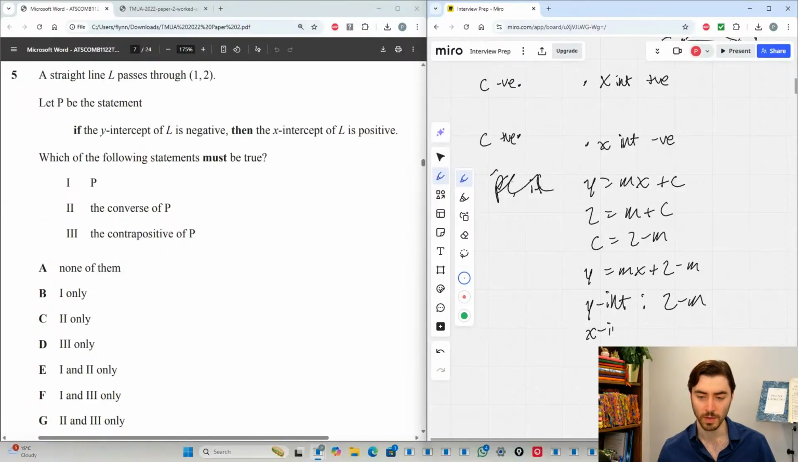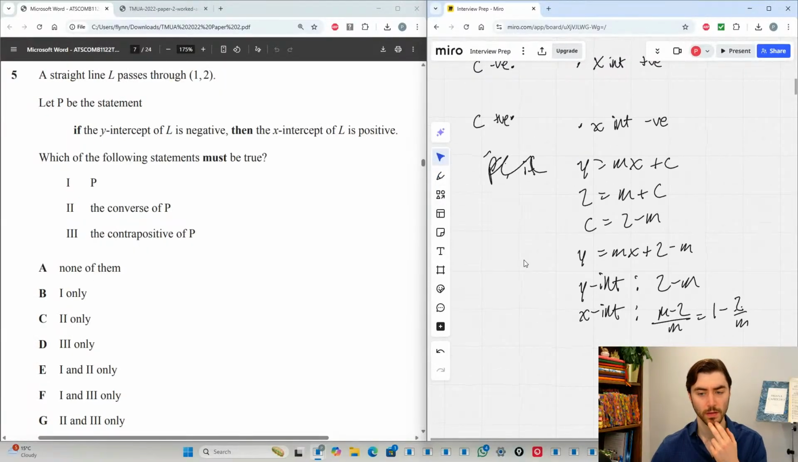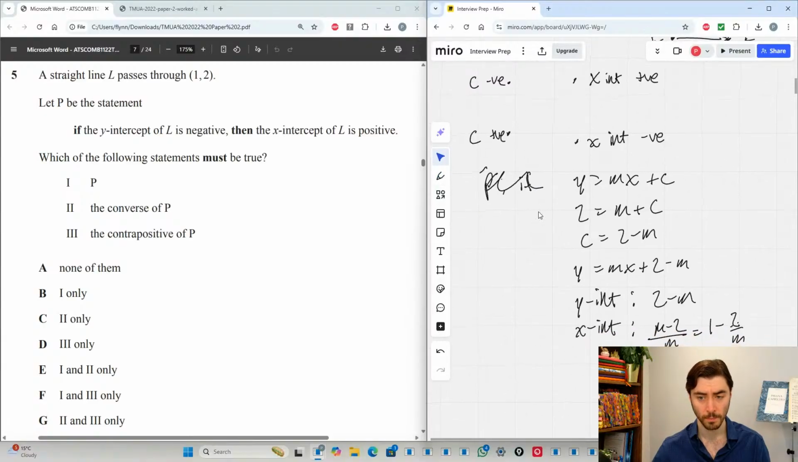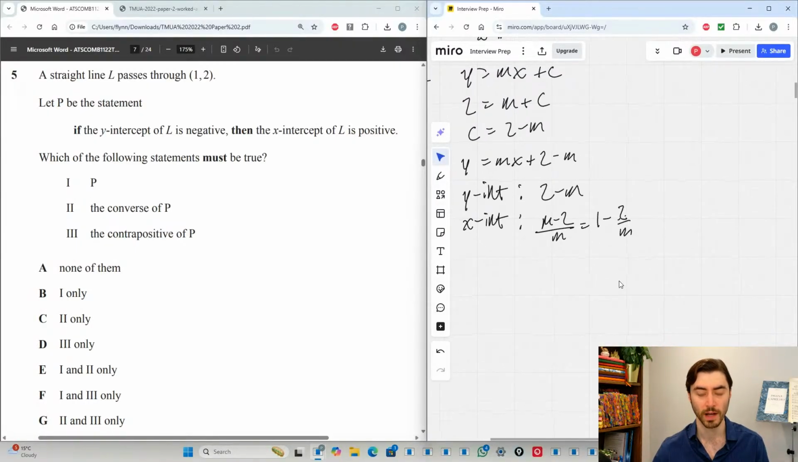And the x-intercept, we solve for where y is equal to 0. So moving this across and dividing by m, we would get the x-intercept is (m − 2) all over m, which is 1 minus 2 over m. Okay. Now, those are the things I need to consider. Now, let me actually consider the statements. First of all, let's work out what is true about these things, the relationship between y-intercept and x-intercept.